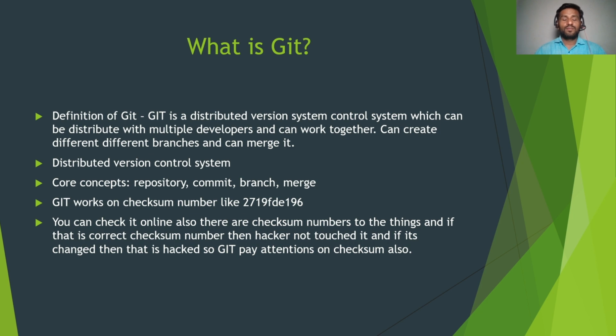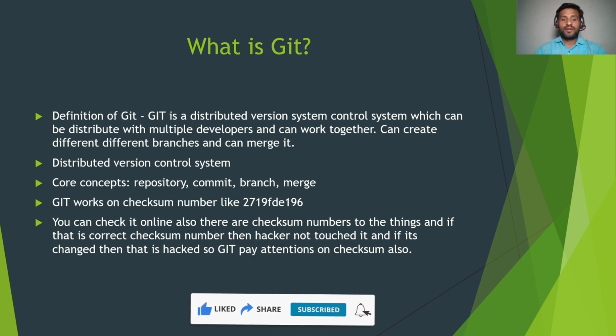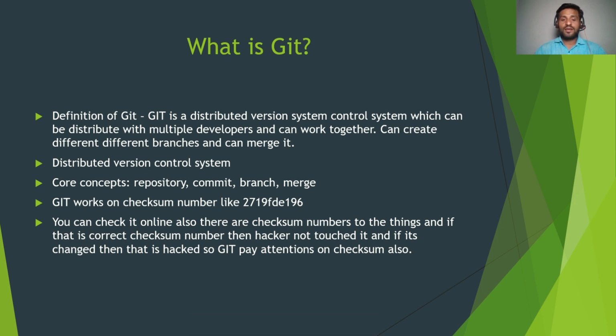So in Git, different developers can create different repositories, make some changes, add and commit them, and create different branches. And at the end of the day, if that code is completed, then they can merge it also, right? So in a distributed version control system, this is the main thing: multiple developers can work together.